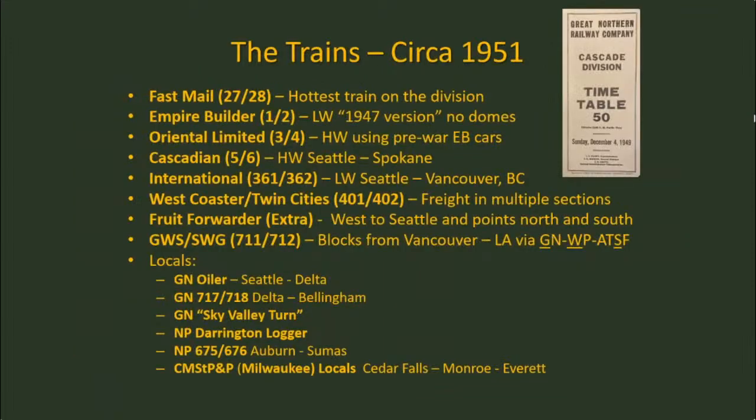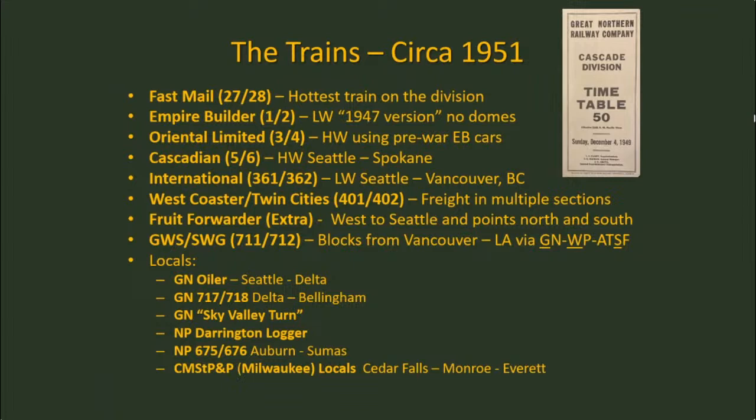The trains that I'm modeling in 1951 are listed here. There's quite a few of them for as small a layout as this is. So the passenger trains are Fast Mail, which was one of my favorite trains. The Empire Builder, which I think many people are familiar with, certainly the lightweight version that came in 1947 with the orange and green scheme. The Oriental Limited in that same time used the pre-war Empire Builder cars and were heavyweight cars.